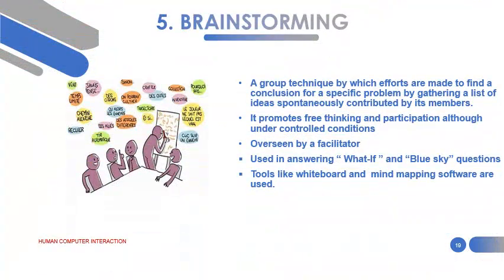So the fifth one we are going to look at is brainstorming. Brainstorming is a group technique in which efforts are made to find a conclusion for a specific problem by gathering a list of ideas spontaneously conducted or contributed by its members. From the name, brainstorming is just a group of people who have come together to think about a problem and find a solution to it.